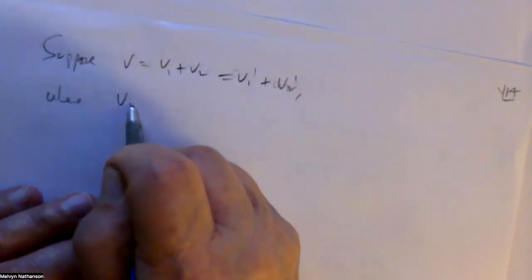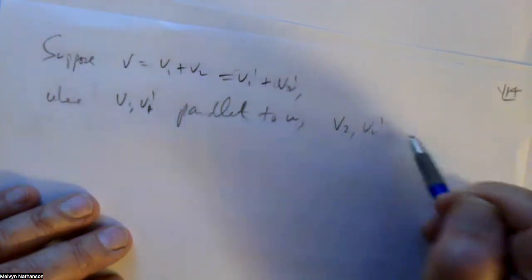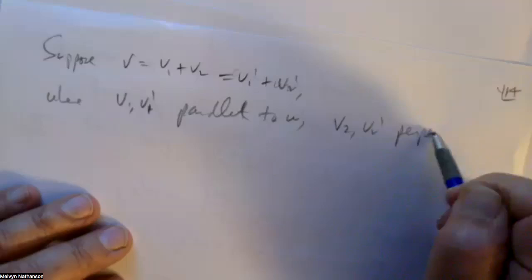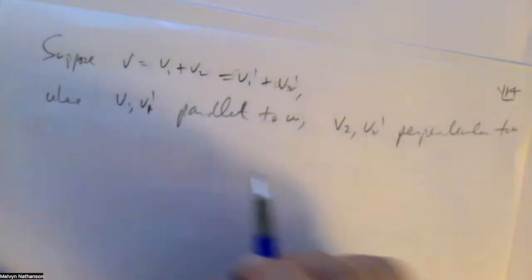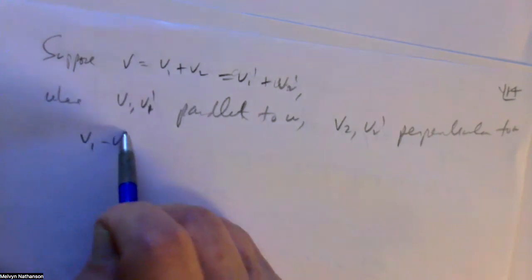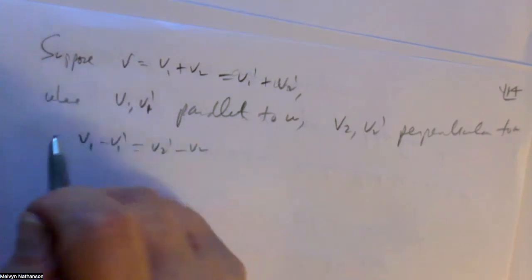Where V1 and V1 prime are parallel to W, and V2 and V2 prime are perpendicular to W. So if we subtract and rearrange this equation, we get V1 minus V1 prime is V2 prime minus V2. Let's call this vector v star.